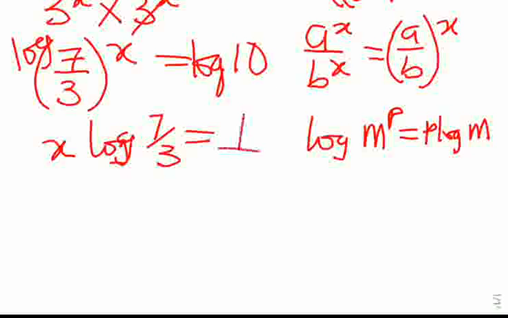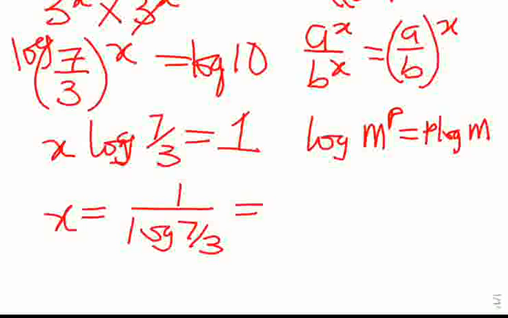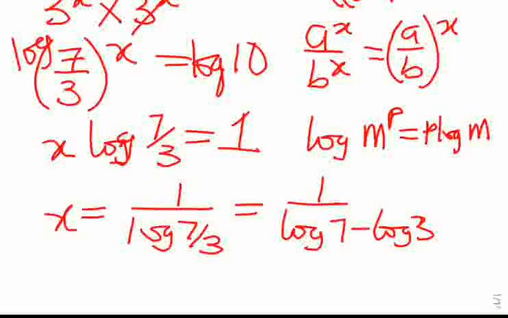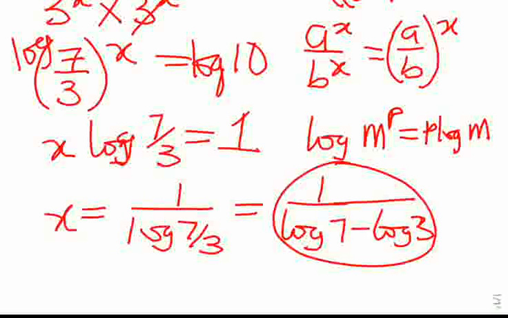Log 10 is equal to 1. And then dividing both sides by log 7 over 3 will give us the value of x as 1 over log 7 over 3. If you decide to apply the rule of logarithm to this, we can express this in another form. That will be log 7 minus log 3. So the answer can be expressed in this form and can also be expressed in this form.